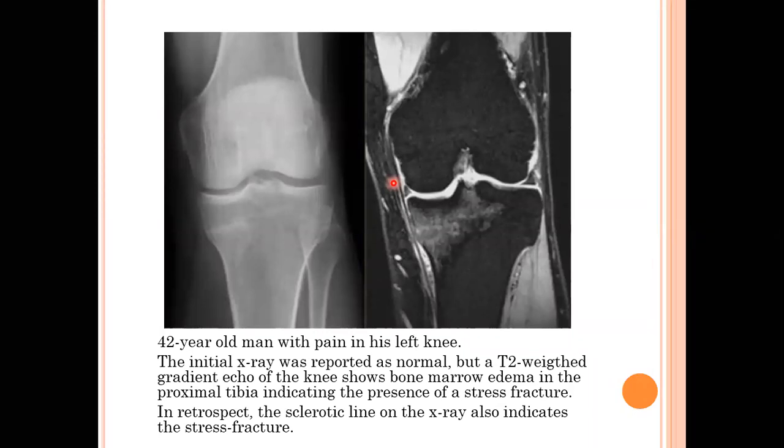The initial X-ray was reported as normal, but the T2 MRI image shows bone marrow edema in the proximal tibia, indicating the presence of a stress fracture.